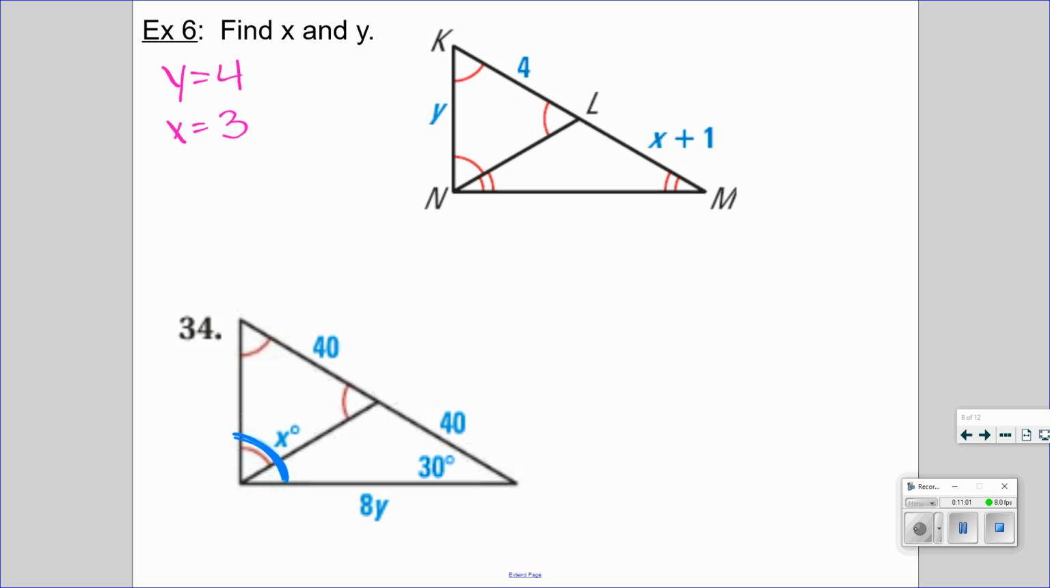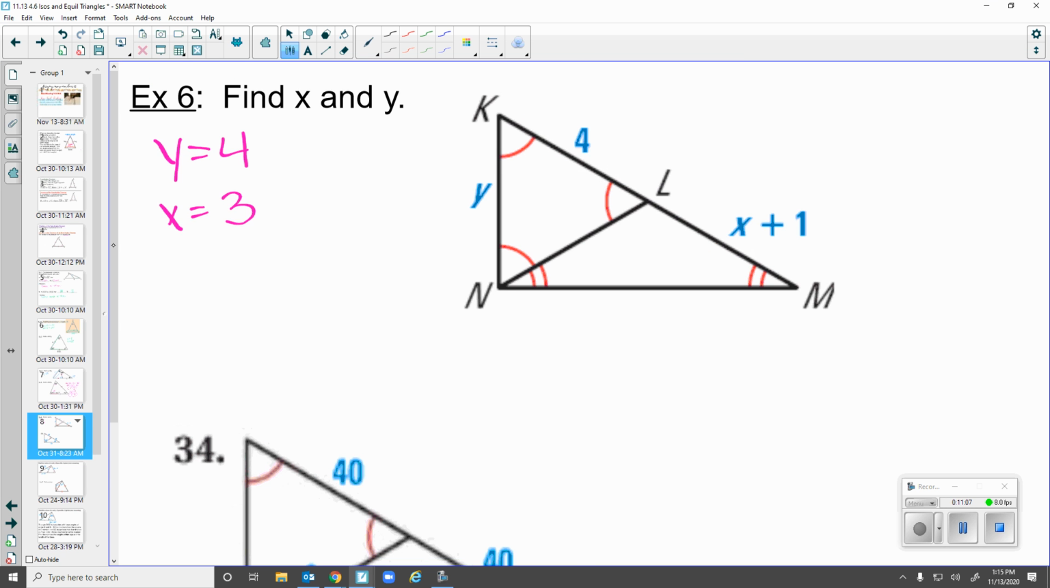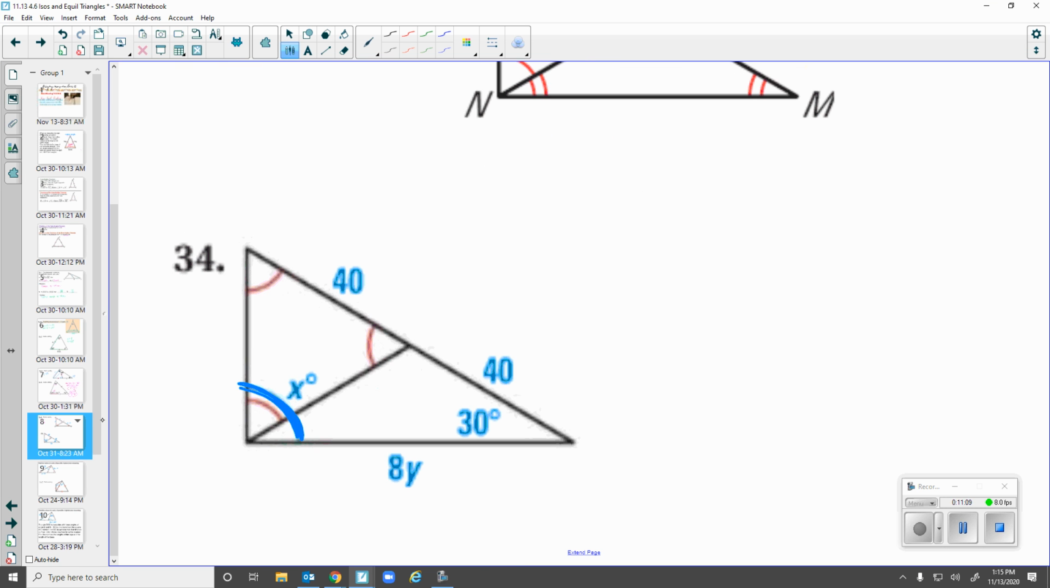X is 90, good. Okay, how would you get to that? Because all three equal 60. So all of these are 60. And then the other one is 30, like the one on the bottom. Okay, this one has to be 30. So 60 plus 30 is 90. Correct.